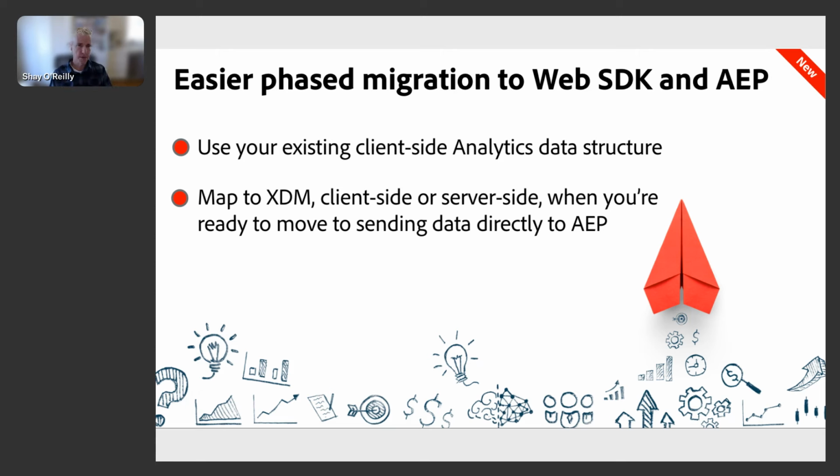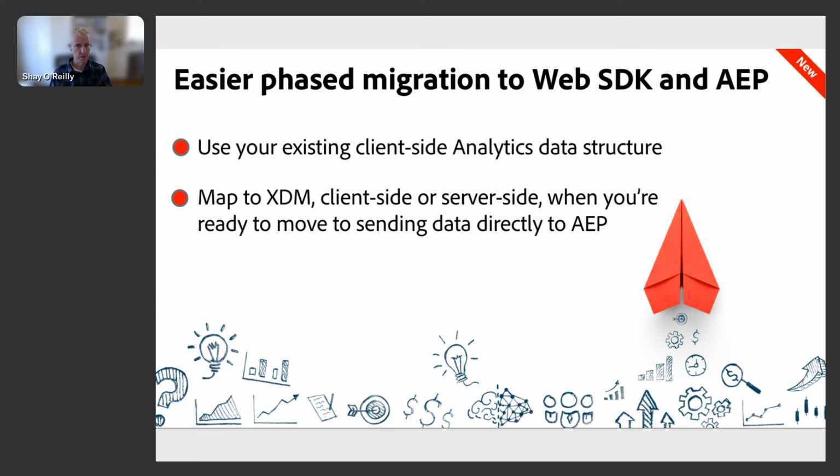Before this, if you were sending data to analytics using the Web SDK and Experience Platform, you had to map it into XDM. So you had to express that analytics data in the structure of XDM, even if it was only going to analytics, which doesn't really need XDM. So this allows you, if you've built up client-side data structures like product strings or eVars, to just send them through as is to analytics, and analytics will ingest them.